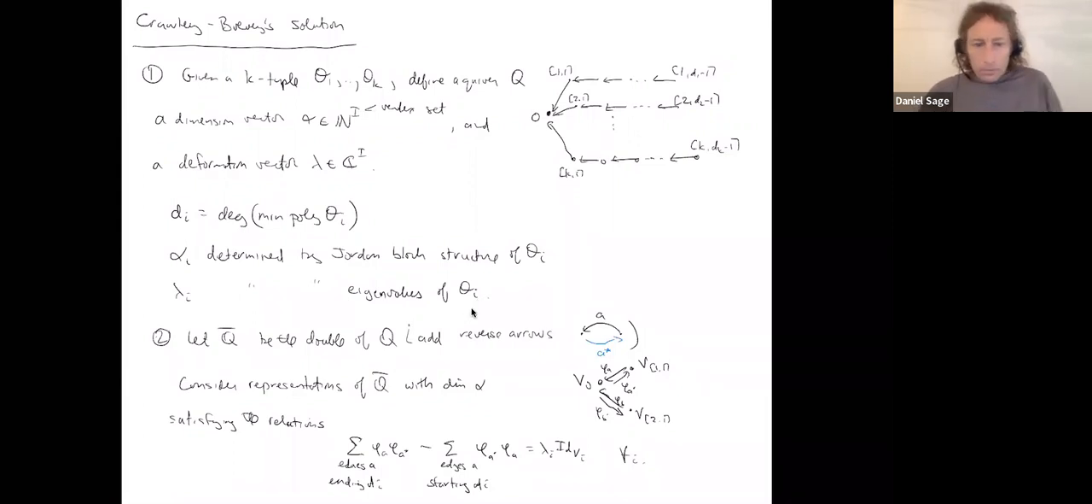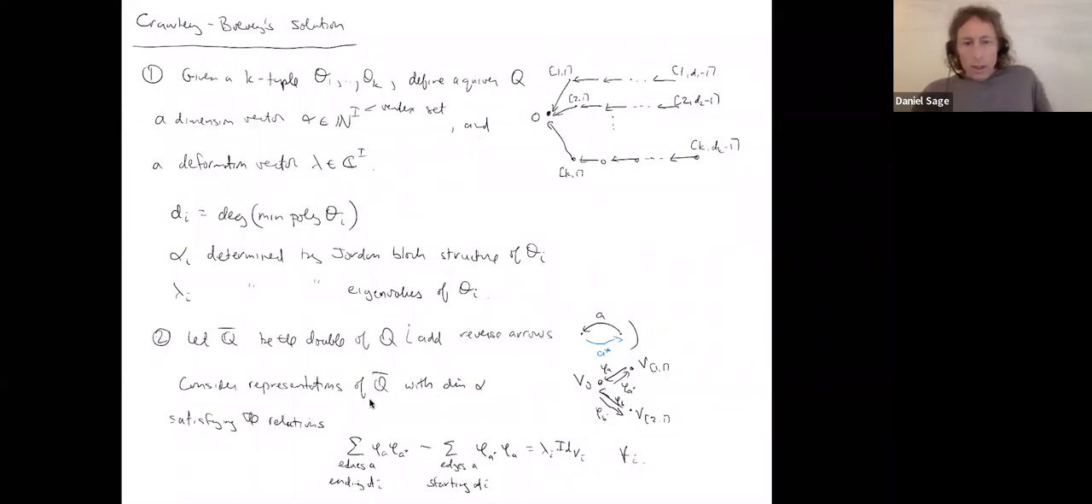Now we take the double of this quiver. What's the double of a quiver? Anytime you have an arrow, you draw an arrow in the other direction, and you keep track of which arrows in the other direction correspond to which, if there are multiple arrows in one direction.